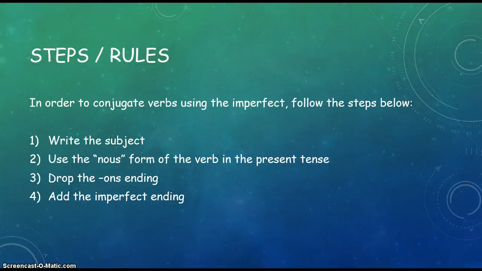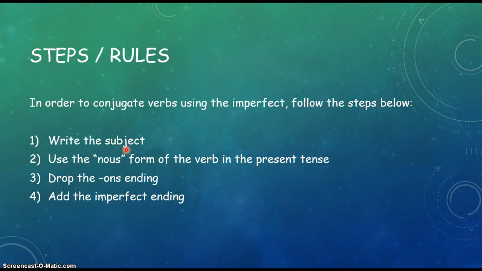There are 4 steps that we must follow in order to correctly conjugate verbs using the imperfect, and we'll talk about those. The very first thing you're going to do is write the subject. Well, what is a subject pronoun? Je, tu, il, elle, nous, vous, and the plural il, elle.